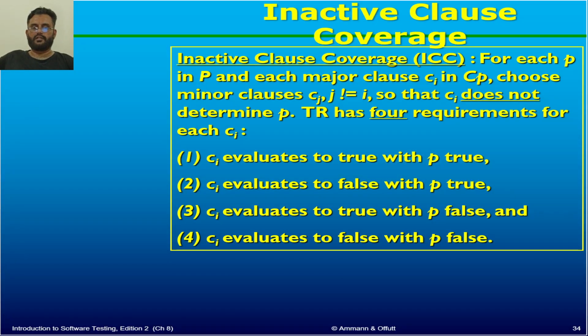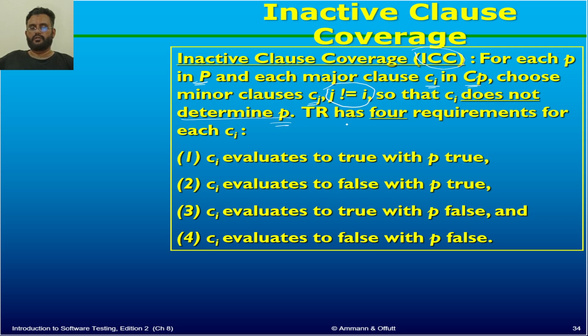So here is the first definition, which is inactive clause coverage, also abbreviated as ICC. And here we say that for each p, which is a predicate in the set of predicates P, and each major clause Ci in the set of clauses Cp, choose minor clauses Cj, and again the same condition that the major and minor clauses are not going to be the same. And we will look at those tuples in the truth table where the Ci or the major clause is not determining the predicate p.